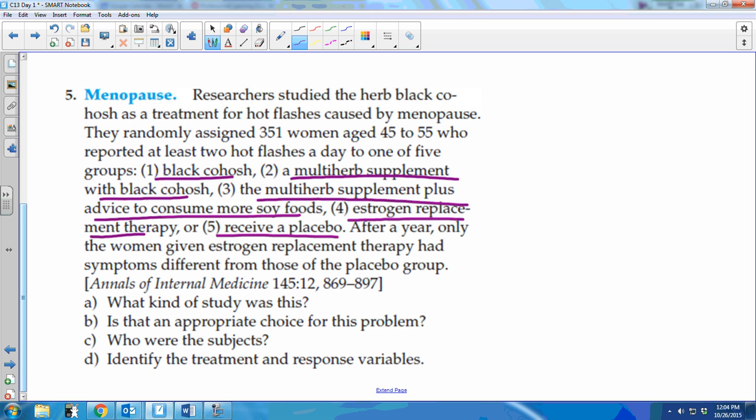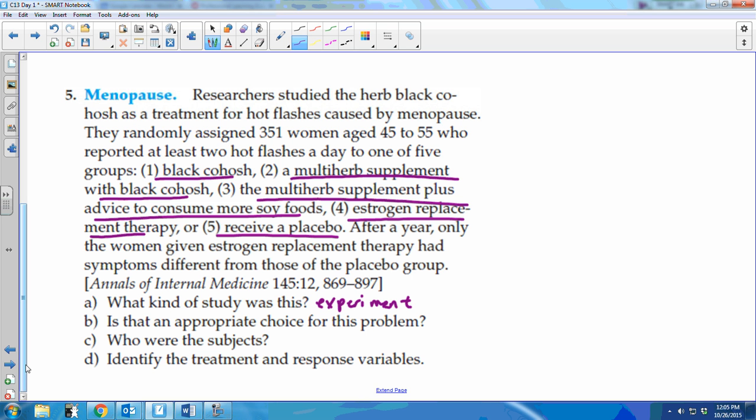You're taking people and putting them into a group. And each group is getting something different, so something's being manipulated. Is that an appropriate choice for this problem? I mean, could he have done it with a survey or an observational study or something else? Now, if we're trying to measure the effects of these different supplements, we would need to see the effect of each supplement on a group of people. You can't just ask people, what are you taking? Is that helping? That doesn't do anything for you, right? An experiment is the only way you can compare the results at the end.